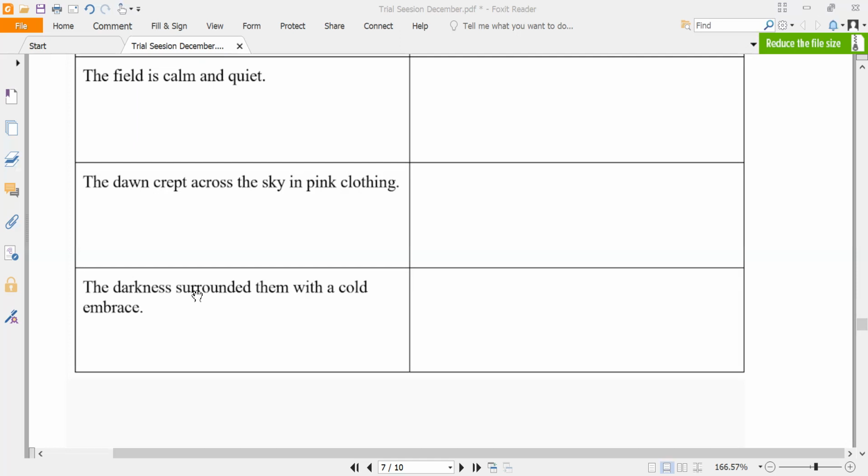So it's real or unreal? It's real. Okay, this is the expression: the field, like a farm, is calm and quiet. Okay. Next. Seven and eight are clear. Yes, perfect.